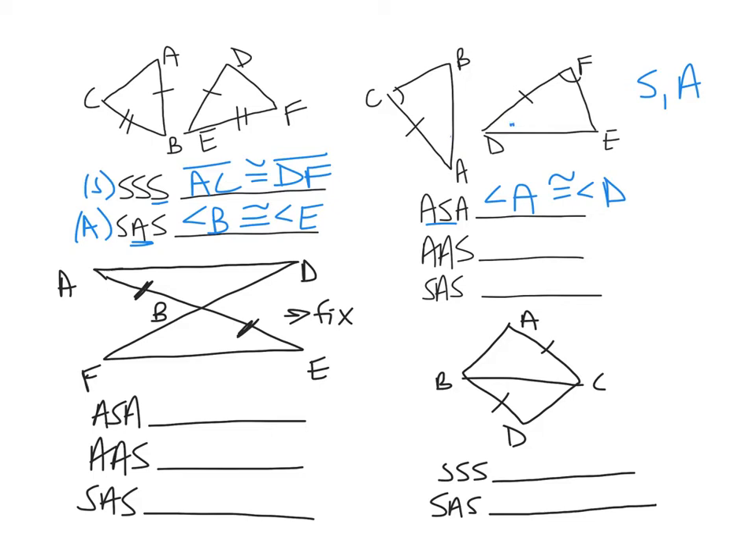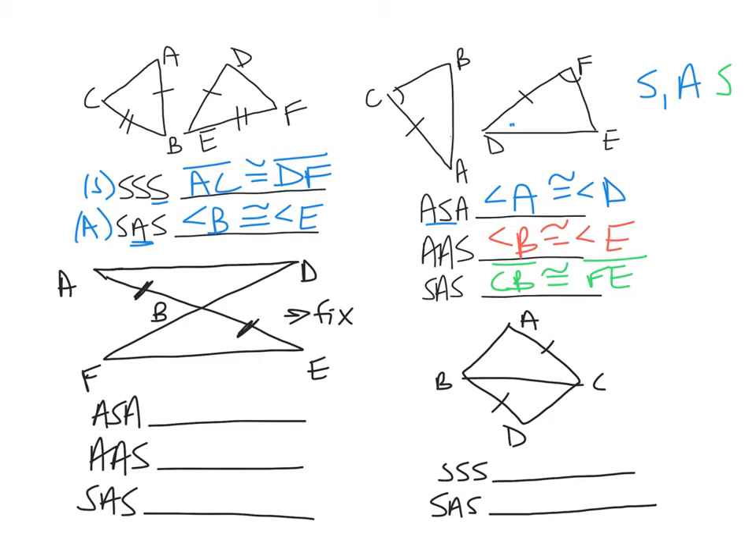So the next one is angle angle side, so I want the angle that's not attached to the side that I have. So that would be angle B needs to be congruent to angle E. For side angle side, I need the other side, and it needs to be the one that is going to make the angle included. So that would be CB needs to be congruent to FE.